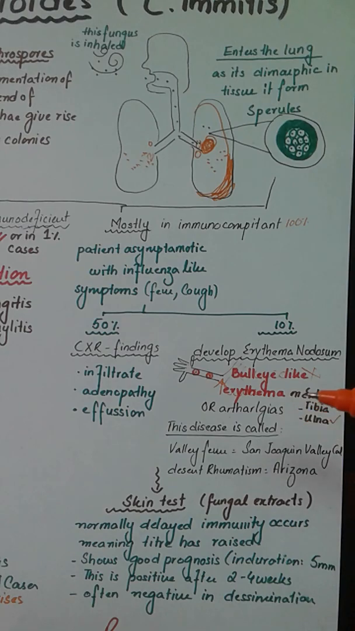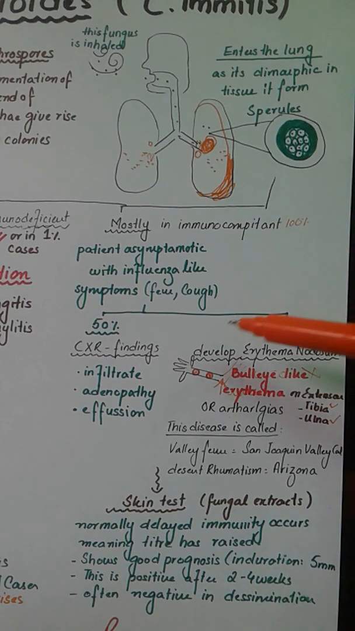Now, when it was discovered in certain parts of the United States, the disease was called valley fever, where it was encountered first. Those people also called it San Joaquin Valley disease. Now, in Arizona, this disease was also encountered with similar presentations such as arthralgia. Those people call it desert rheumatism.